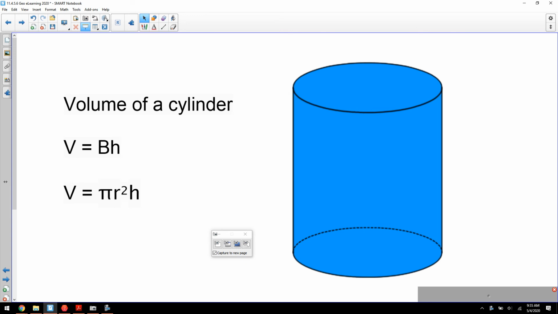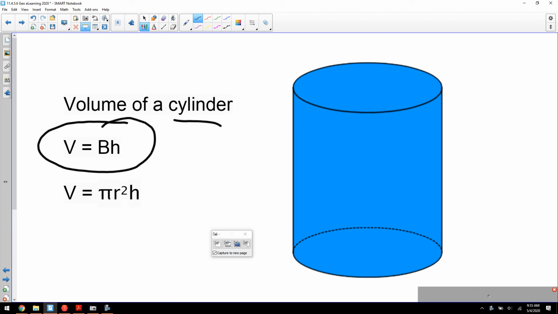So one of the things we want to look at today is the volume of a cylinder. Now remember, the cylinder was basically a prism that had circles for their bases. So that's why the volume formula kind of looks the same to start with. But since it is a cylinder, every cylinder, their base is always a circle. So what we have to worry about is just making sure we know we can find the radius.